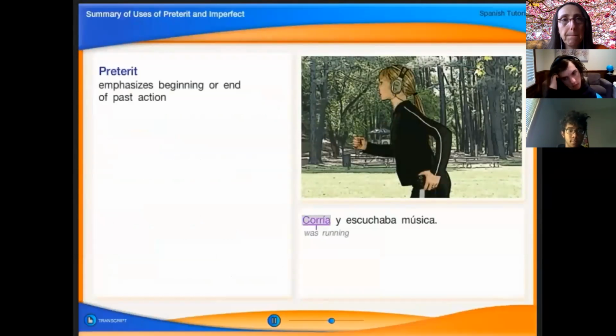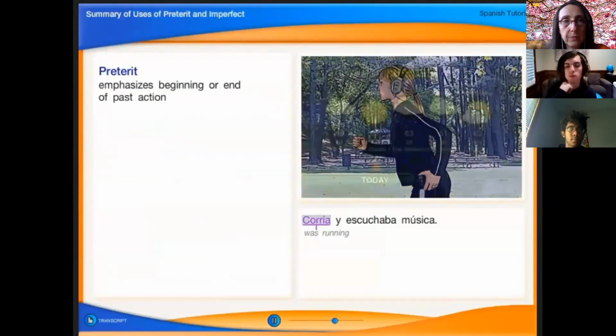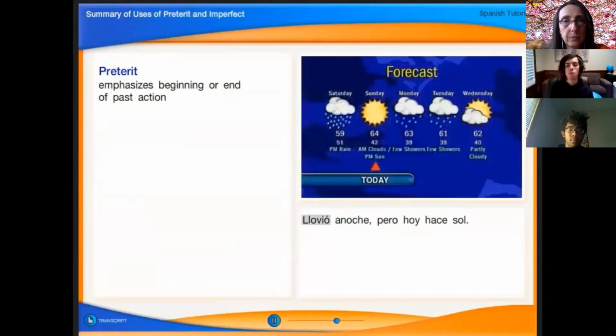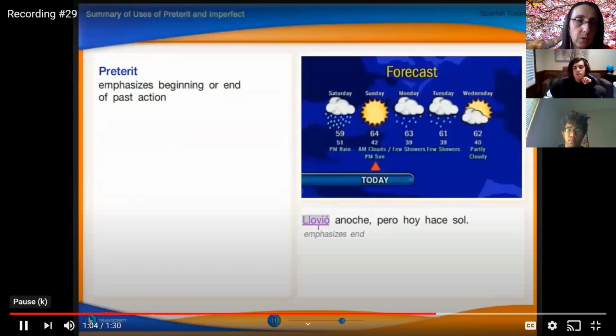The preterite is used to refer to any past action that is considered complete. In this example, yesterday is complete. Today is not. One little detail here. Look how it says llovió. This is weather.